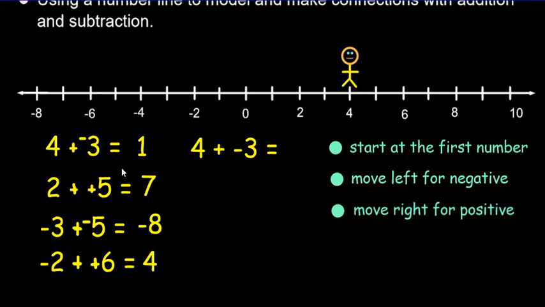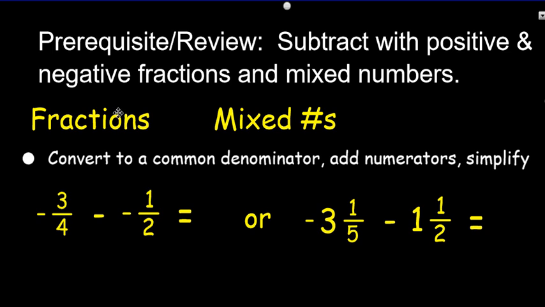So if we use keep change opposite, then we're back to adding. And we should all be able to add integers by this point, or at least think about how you would add them or model them on a number line. Let's move on to some practice problems with fractions and mixed numbers. So again, we're subtracting with positive and negative fractions and mixed numbers.